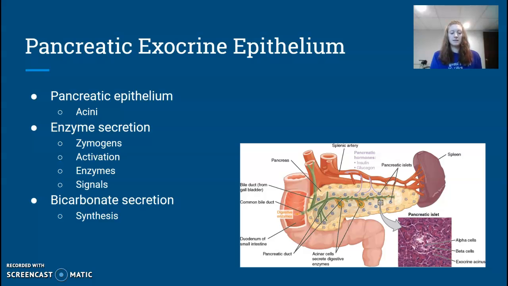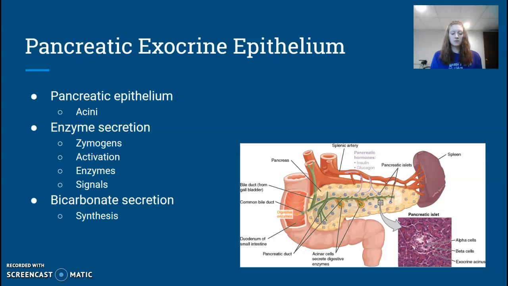Most pancreatic enzymes are secreted as zymogens. Zymogens are activated in the intestine after being in contact with the brush border enzyme enteropeptidase. Enteropeptidase will convert the pancreatic zymogen trypsinogen to its active form, trypsin. Trypsin will then convert other zymogens into their active forms.